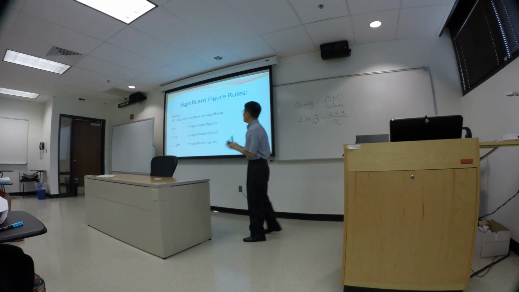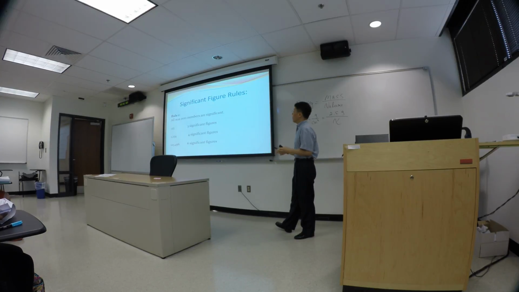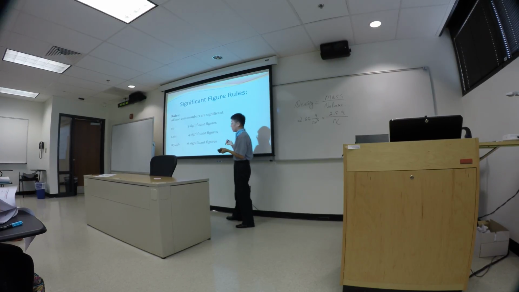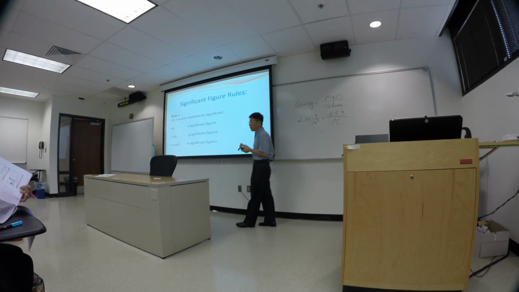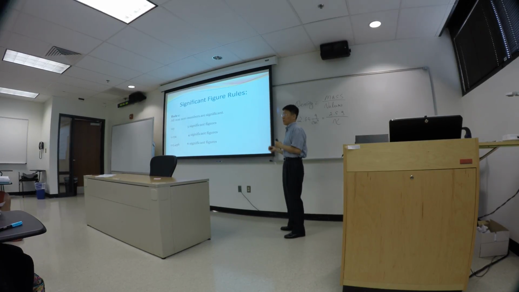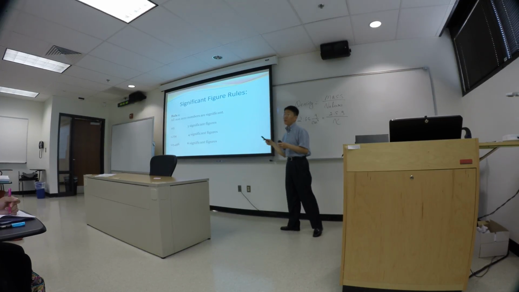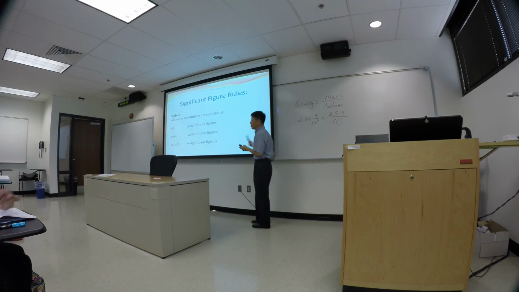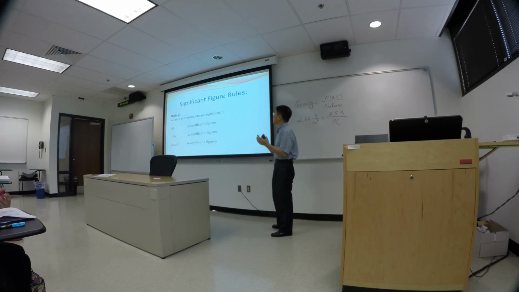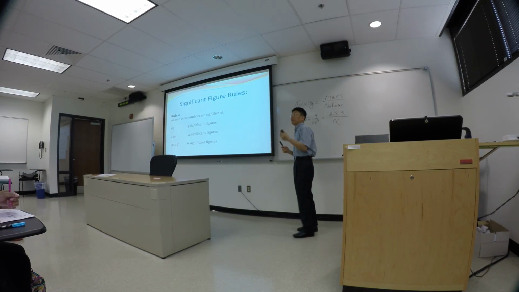First of all, when you have a measured quantity, all non-zero numbers are significant. Assuming this is a measured quantity, 123, you have 3 sig figs. 1234, you have 4 sig figs. 123,450, you have 6 sig figs. So all non-zero numbers are significant. You have to count them. Sometimes we ask you to determine the number of sig figs, and that's where this rule comes in. Whenever you see a non-zero number in a measured quantity, it's significant. You have to count them in.